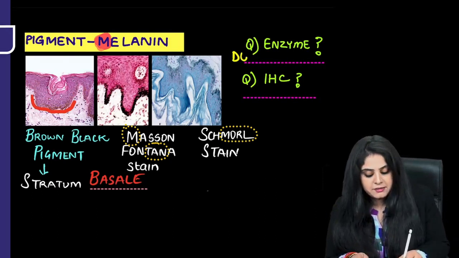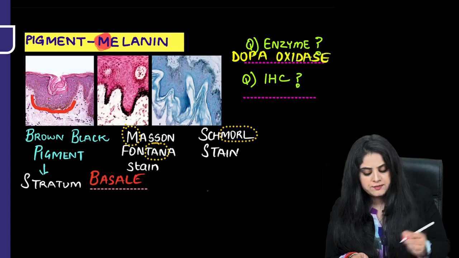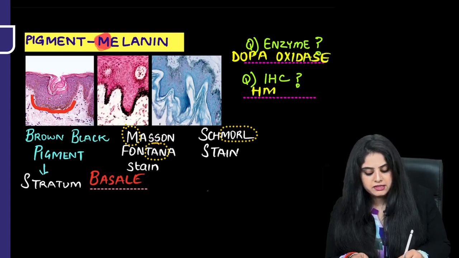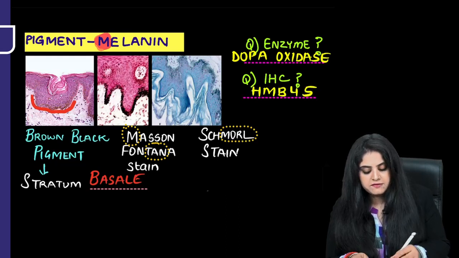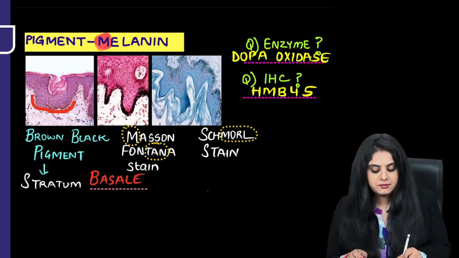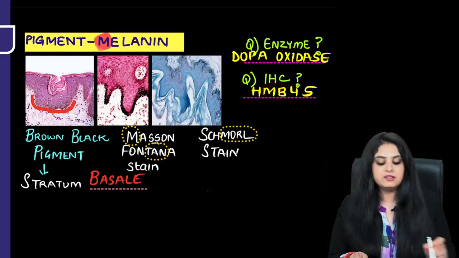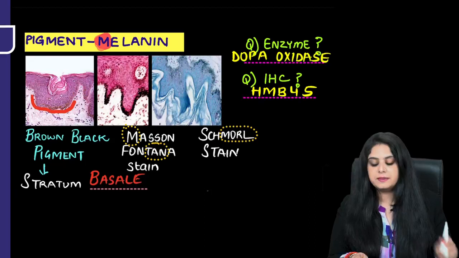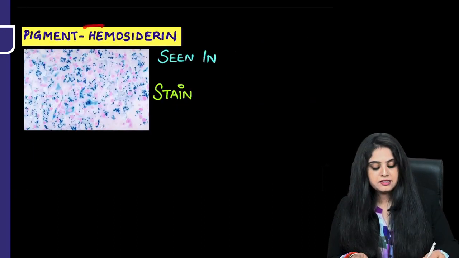The best enzymatic method is going to be dopa oxidase. No pictures needed, right? And the best immunohistochemical method is going to be HMB45. So repeating, dopa oxidase is the enzyme, so that's the best enzyme. And HMB45 is the best immunohistochemistry. Melanin done. Moving on to the next pigment, and that is hemosiderin.